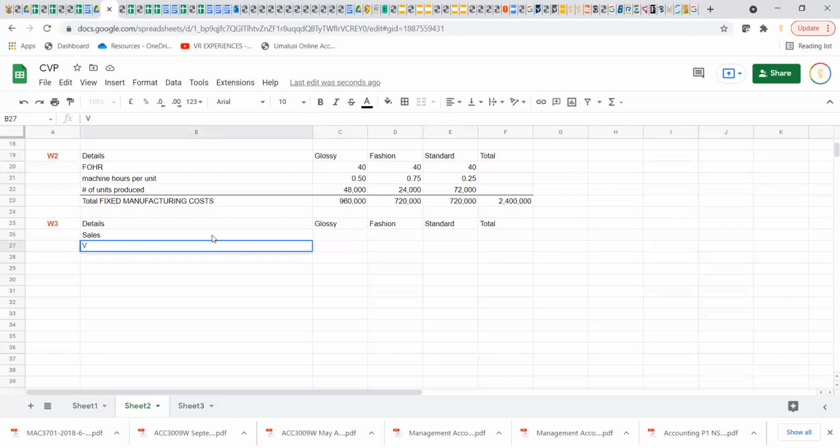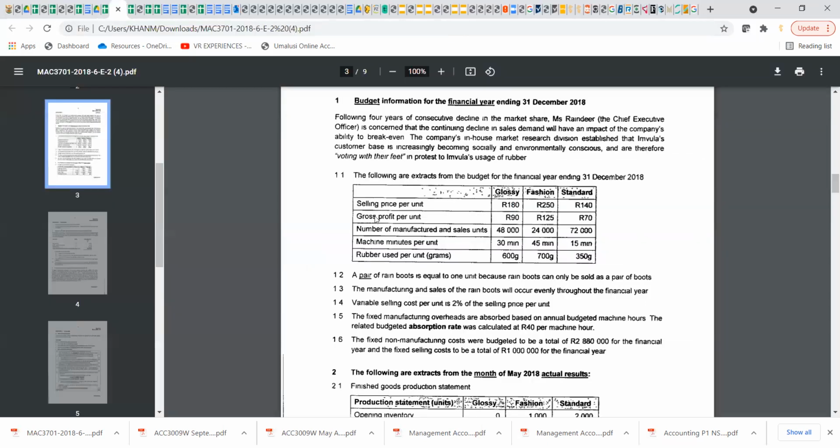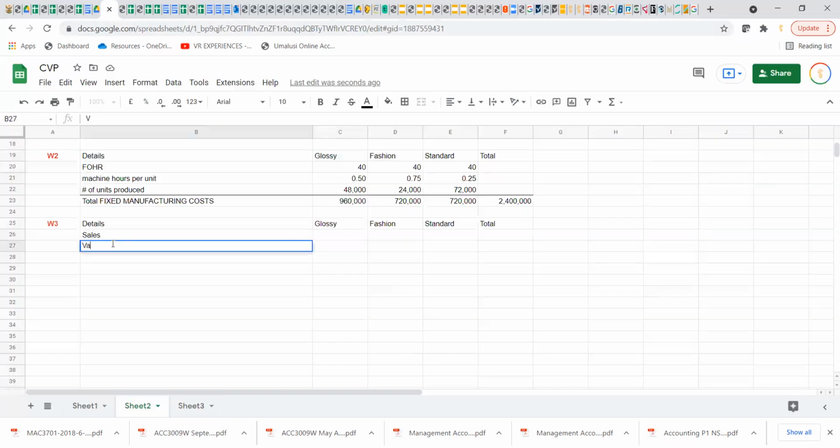Now, variable manufacturing cost is direct material, direct labor, and variable manufacturing overheads. If you look at the question, they never split it up. They simply said gross profit. So all we need to get is the variable manufacturing costs. We don't have to split it up because they gave us a total. But if they gave you direct material, direct labor, and variable manufacturing overhead separately, then you would list them separately.